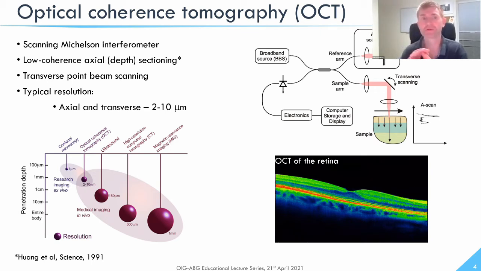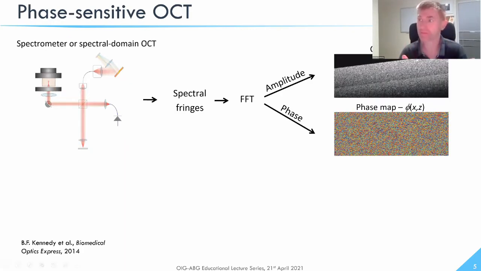That was quite slow. So more recent versions, and what I'll talk about in the rest of the talk, is Fourier domain OCT, which has two variants: the spectrometer-based approach, which we use, or a swept source approach. So the idea here is that you replace that scanning mirror that allowed you to section through the tissue with a static reference arm mirror, and you now perform spectral interferometry rather than time domain interferometry.